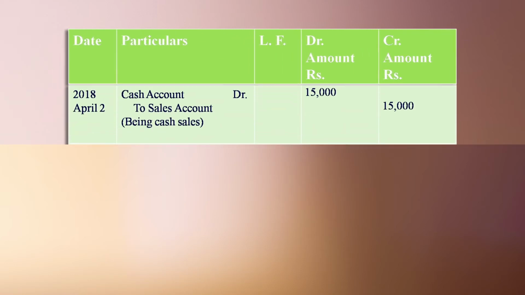So dear friends, this was the first step wherein we recorded the business transactions in the book of original entry, that is journal. Now we will prepare the ledger. So if we go back, we will see the first transaction: cash account debit to sales account. So here cash account has been debited and sales account has been credited by 15,000.